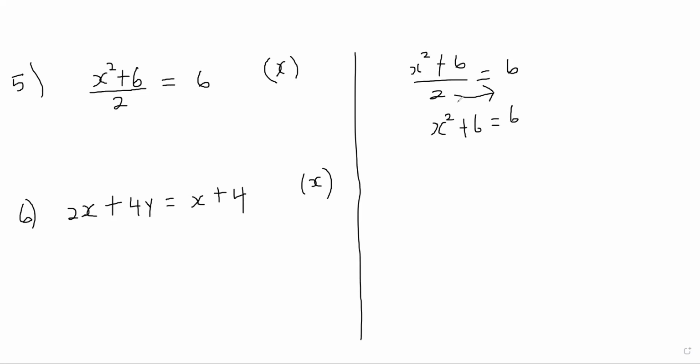So it will be 6, and this 2 is dividing, so when we carry it over, we multiply. So we get 6 multiplied by 2, which is 12. Good. Then we need to carry over the plus 6. We have 12, and the plus 6 is basically adding, so we subtract. 12 subtract 6 gives you 6.